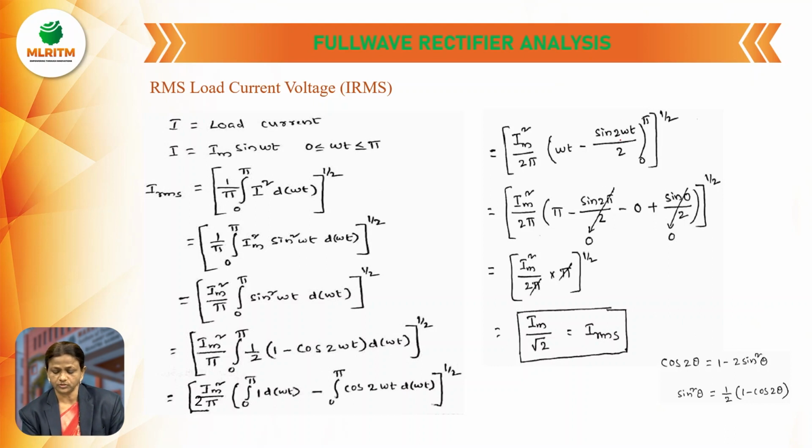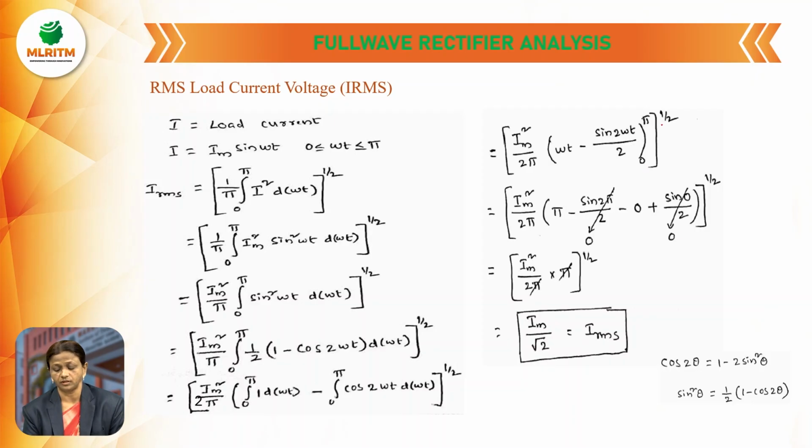Again take this 2 omega t, which gives 2 by 2. So Im square by 2 pi, integral of omega t is pi, minus sin 2 omega t by 2. Now apply the limits. Upper limit is pi, lower limit is 0. So for the second term, for both upper limit as well as lower limit it becomes 0. Why?